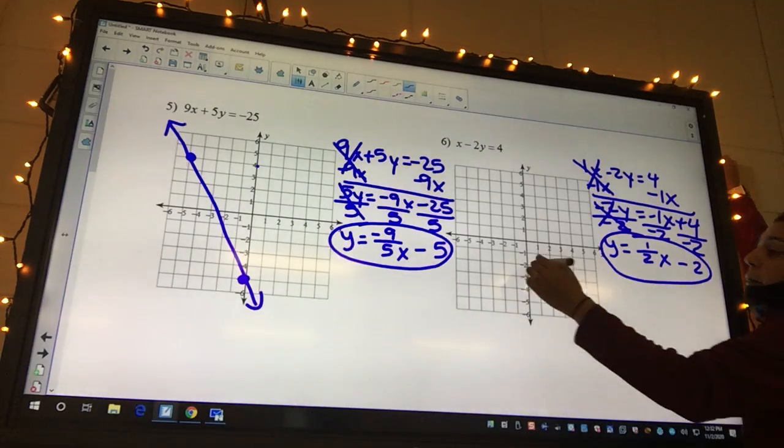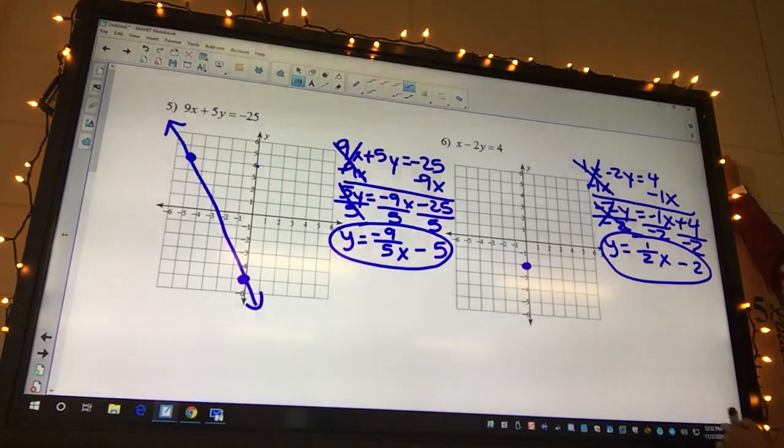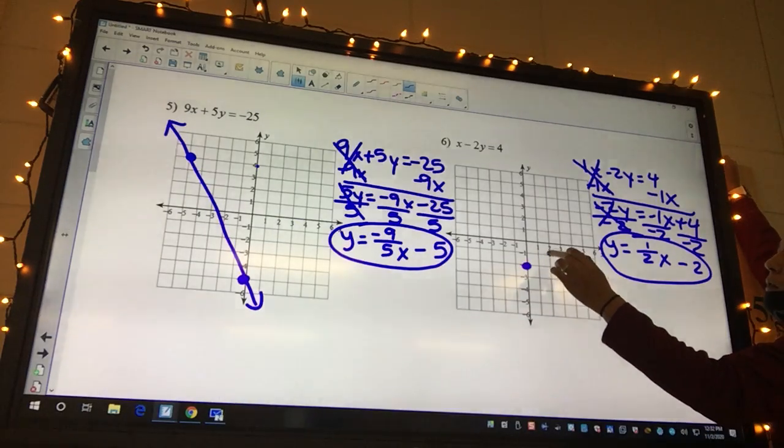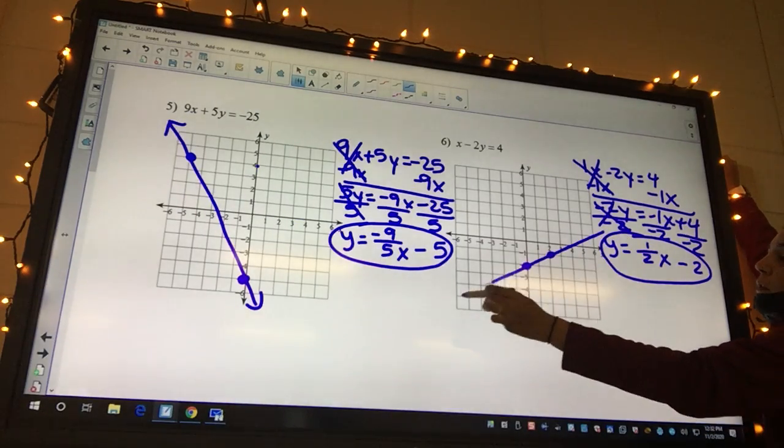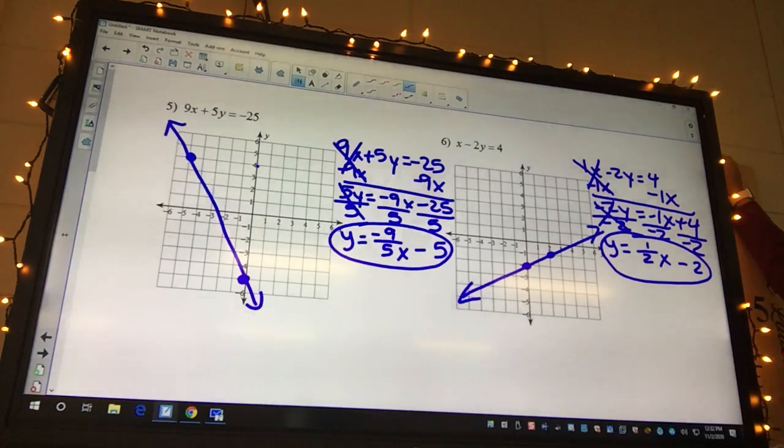Then we're going to graph it at negative 2, and we're going to go up 1 over 2. Up 1 over 2. And this one's a positive 1.